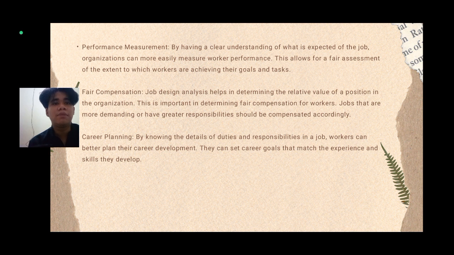Career planning. By knowing the details of duties and responsibilities in a job, workers can better plan their career development. They can set career goals that match the experience and skills they develop.